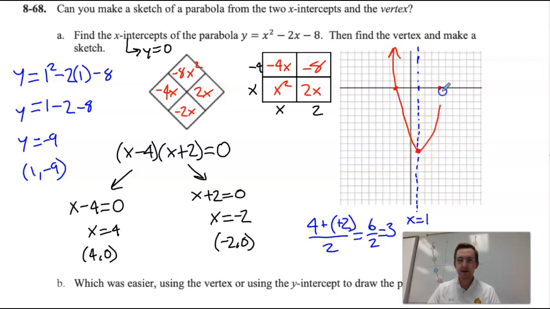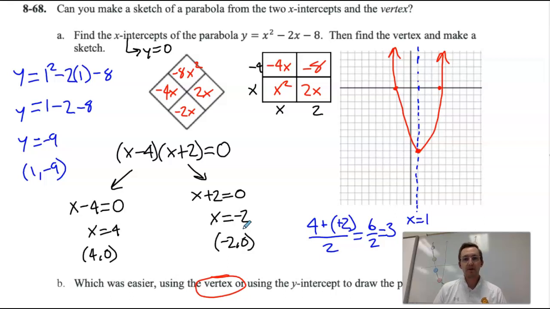So the rough shape of this graph is just like that. So personally, which way is easier, using the vertex or the intercept? I personally like this method, using the vertex, because I think it gets us a little more accurate representation of our drawing, or about what our graph is supposed to look like. But again, it's personal preference. We get a rough idea either way using the y-intercept or the vertex.